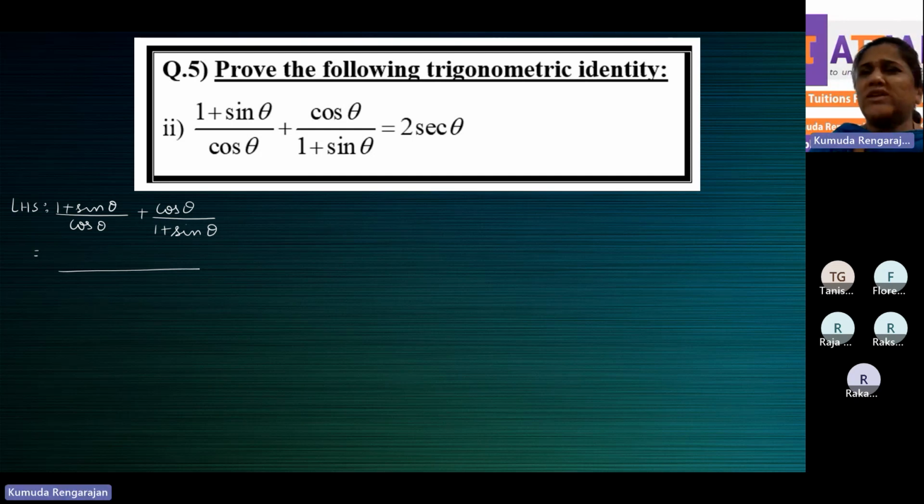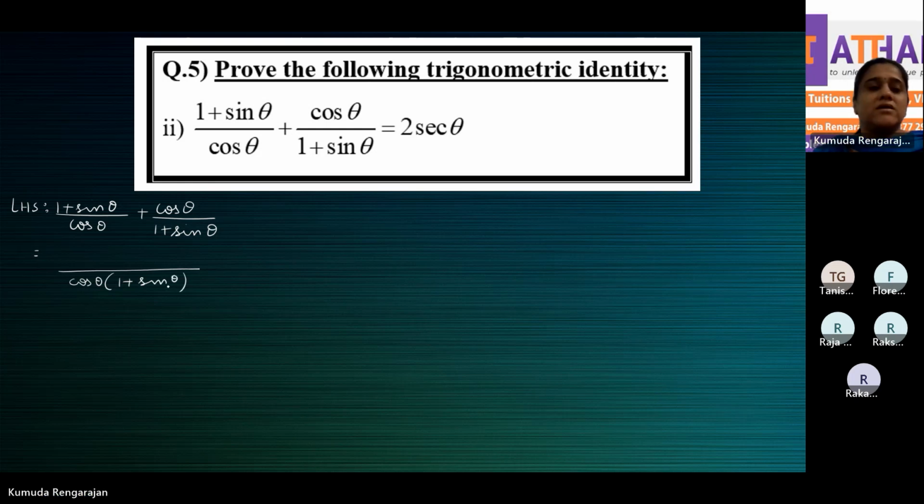All the ratios look very simple: 1 plus sine theta by cos theta plus cos theta by 1 plus sine theta. So deal with it algebraically. There is nothing common to take out, and no other ratio to be written in terms of sine or cos. So algebraically, how would you do it? Take up the common denominator. The common denominator is cos theta into 1 plus sine theta.